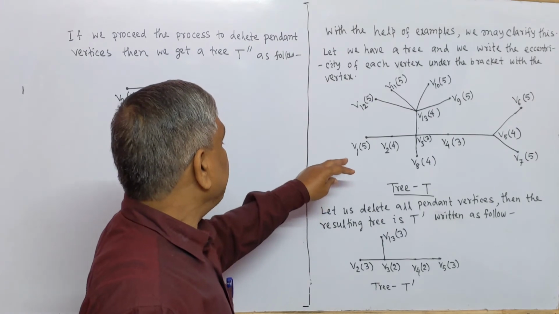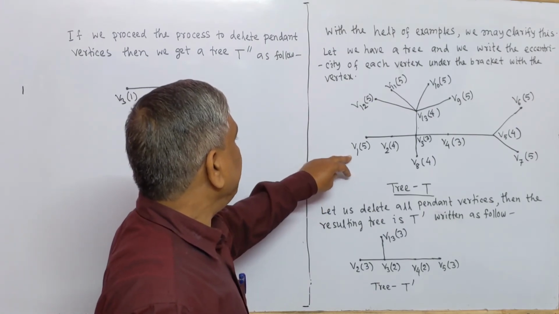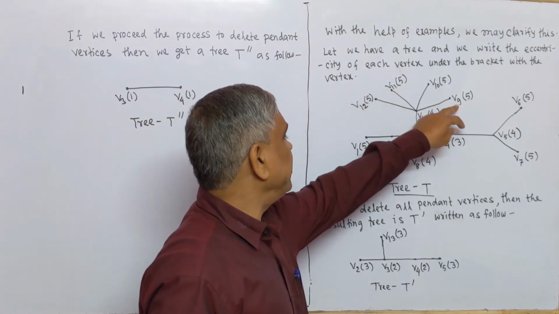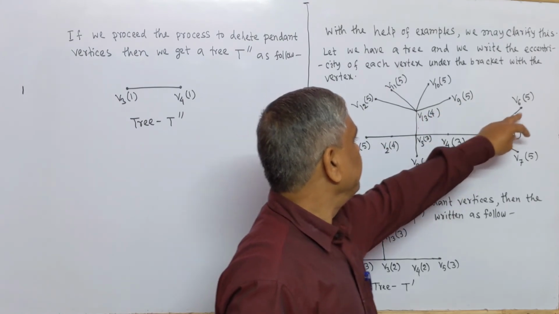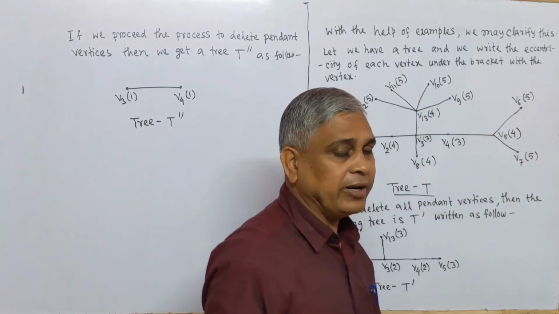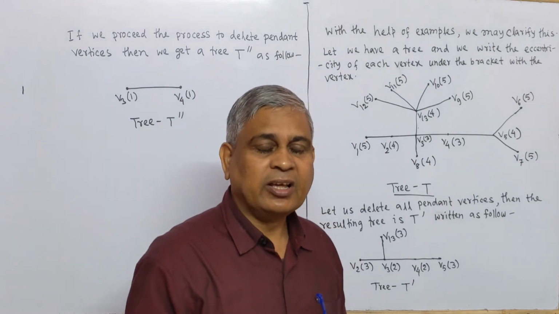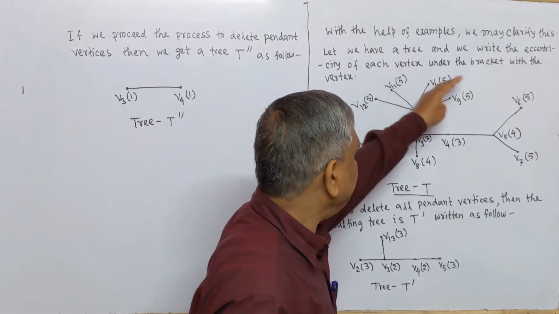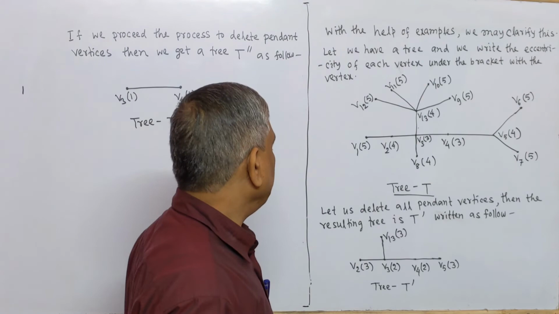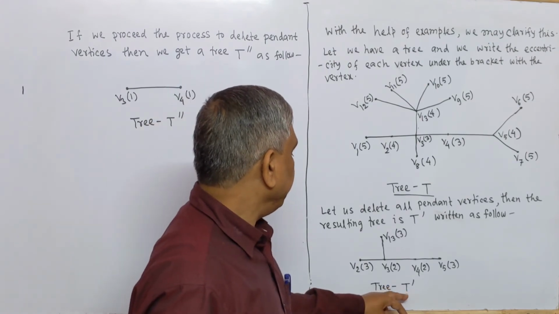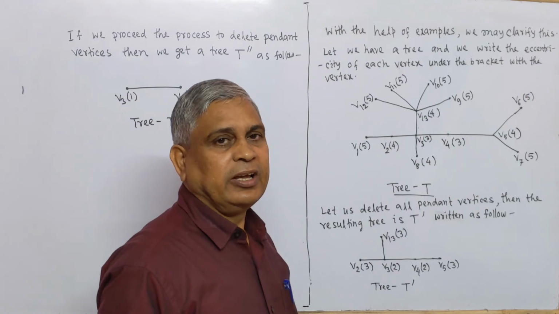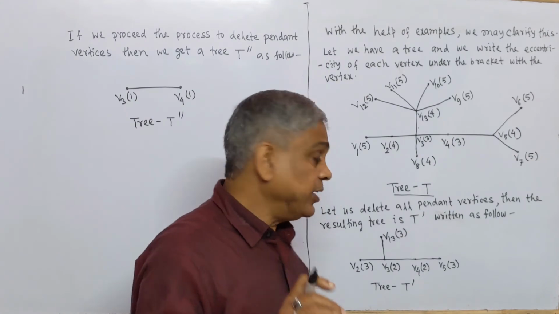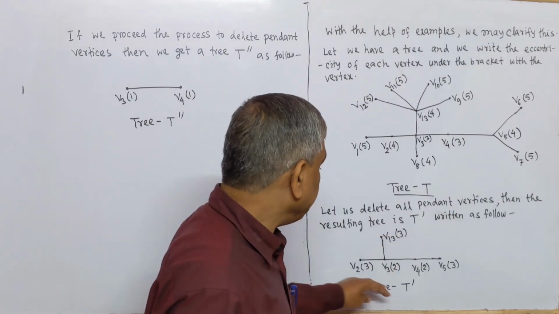Now, pendant vertices are this V1 is pendant vertex, V12 is pendant vertex, V11 is pendant vertex, V10 is pendant vertex, V9 is pendant vertex, V6 is pendant vertex, and V7 is pendant vertex. Pendant vertex means the vertex with degree 1. If we delete all these pendant vertices, we get a new tree, T prime, in which we see that the eccentricity of the vertices reduced by 1.